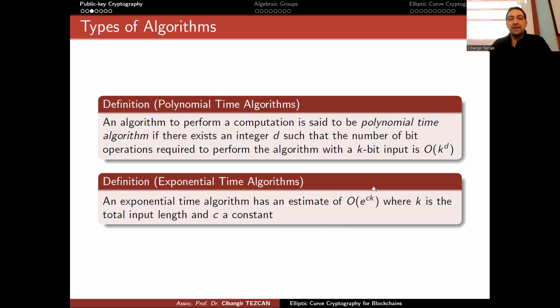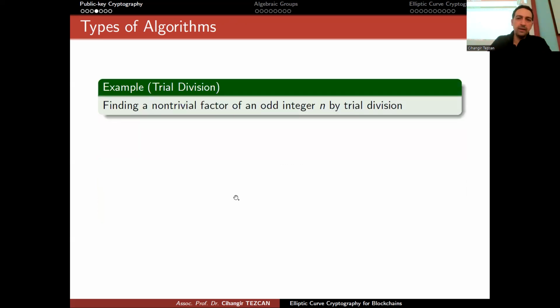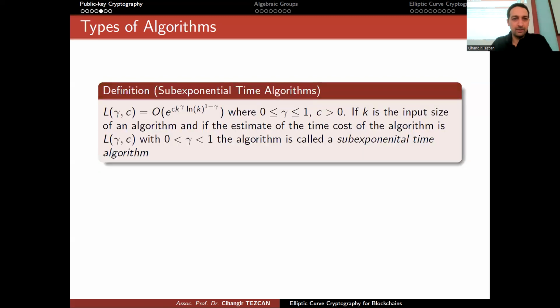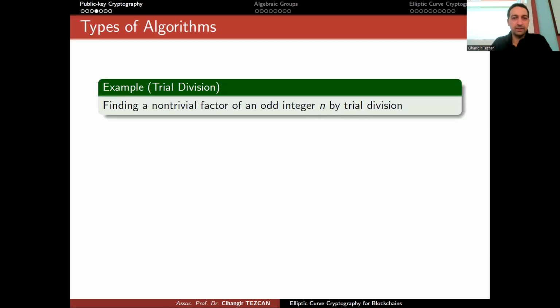And the question is, can there be algorithms which are slower than polynomial time but faster than exponential time? So the question is, can there be anything in the middle? And the answer is yes, and we call them sub-exponential time algorithms. Okay, before moving on, I have an example here. Before the sub-exponential time algorithms, let me give you an example for an exponential time algorithm.